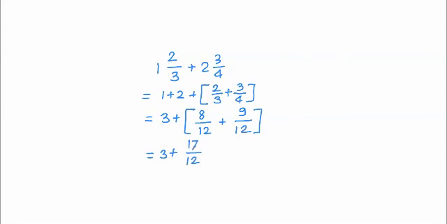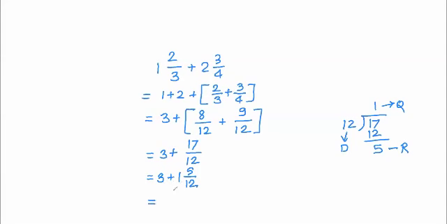17 upon 12. So do we stop here? No, we can't stop here because this is an improper fraction. So an improper fraction has to be converted into a mixed fraction. 17 divided by 12, 12 ones are 12, I get remainder as 5. So this is my Q, this is my R, and this is my D. Writing in the form of QRD, it is 1, 5 upon 12. Now we have one more whole, so this has to be added into the whole. So 3 plus 1 is 4, 4, 5 upon 12.